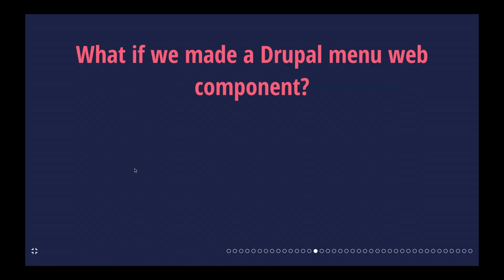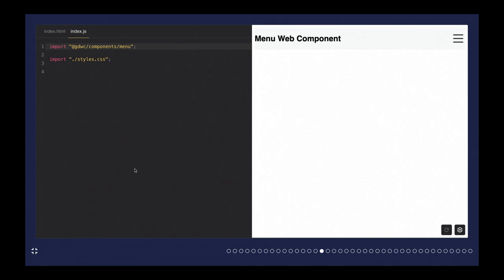But let's ask a few more what-if questions. So I mentioned the Decoupled Menus initiative at the start. And as part of that, in a past DrupalCon, a number of developers got together and wanted to work on creating front-end components that were going to consume data from this new Drupal endpoint that was being developed. So the question that I asked, being someone who was interested in web components and wanted to get more hands-on experience, was what if we made a Drupal menu web component? What would that look like? So this is what it ended up looking like.